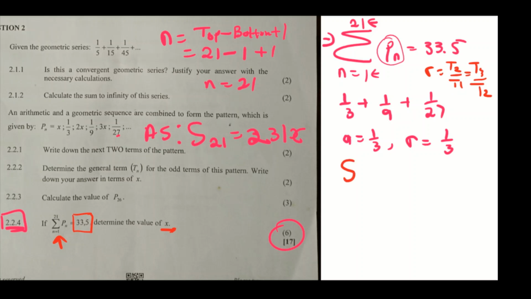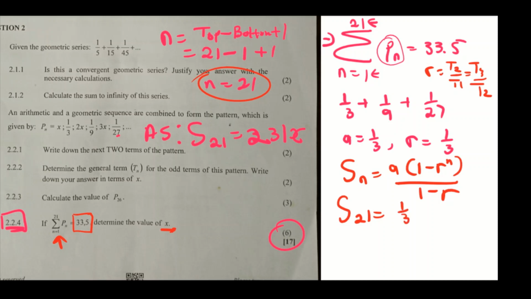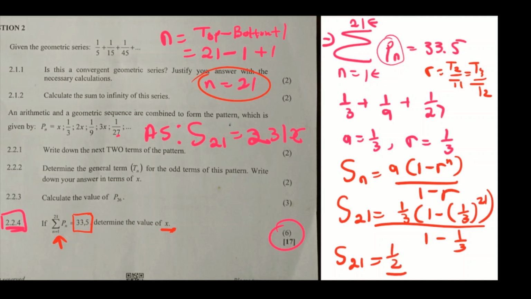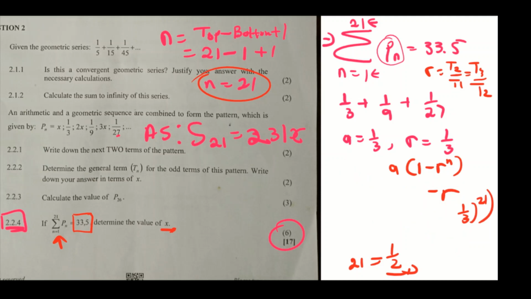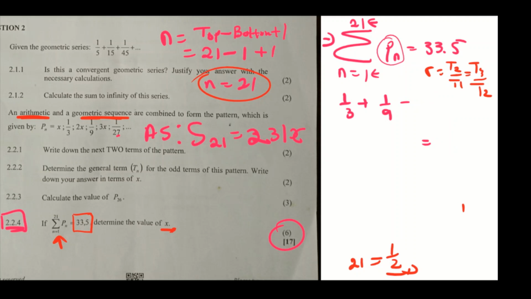The sum of a geometric series is a into 1 minus r to the power of n over 1 minus r, right? And remember, our n is equal to 21, so the sum of 21 is equal to my a value, 1 over 3, into 1 minus 1 over 3 to the power of 21, divided by 1 minus 1 over 3. So the sum of 21 for the geometric, you're supposed to get something like 1 over 2. That is going to be your answer. Now that you've found the sum of the arithmetic and the geometric, you're going to add them up. Remember, as they said in the question, they've combined both the arithmetic and the geometric sequence. So you're just going to add them up.